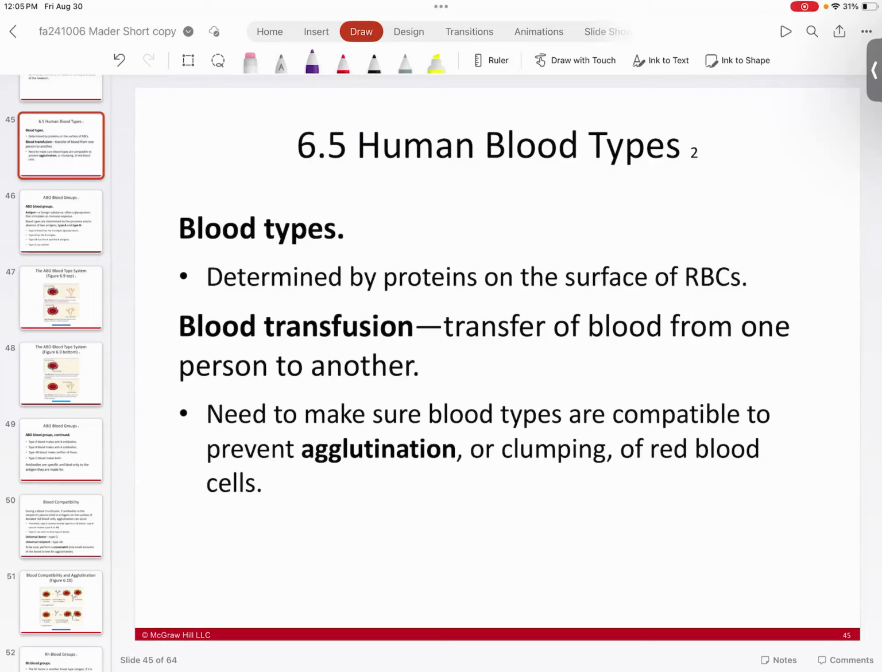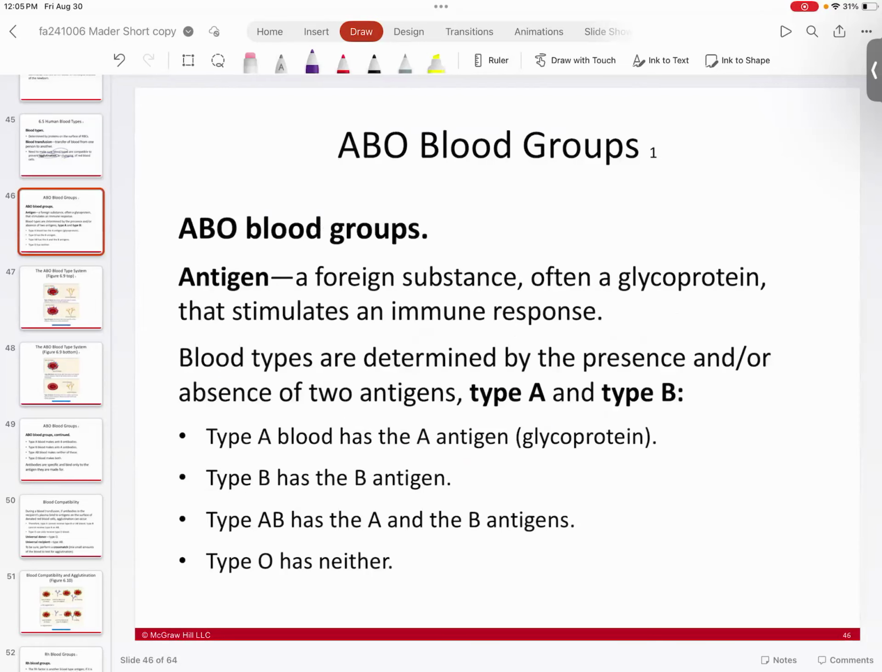It's because when we tried to transfuse blood, what we noticed is that going from one person to another person, it worked sometimes and sometimes it didn't work. And so what we realized was that we had to make sure that these blood types matched, because if they were compatible, then they would be okay. But if they were incompatible, they would create what's called agglutination or clumping of the red blood cells. Basically, they would kind of clump together. And we're going to talk a little bit about that here in just a second.